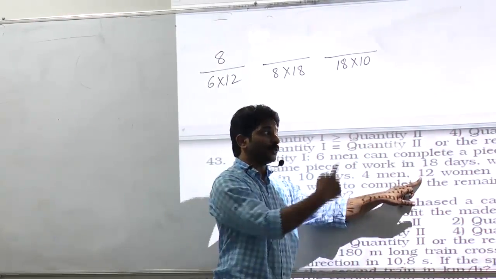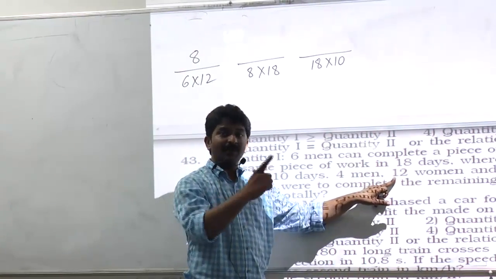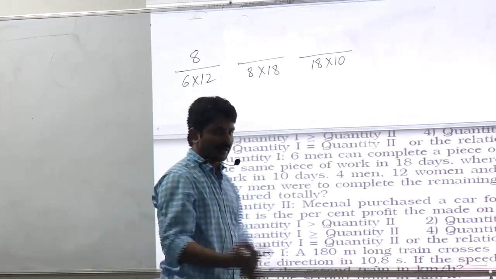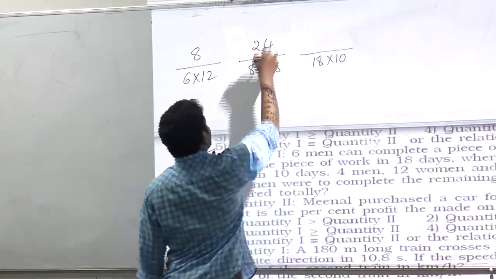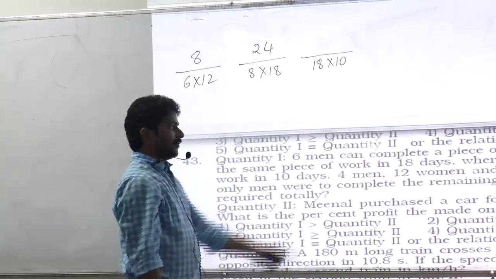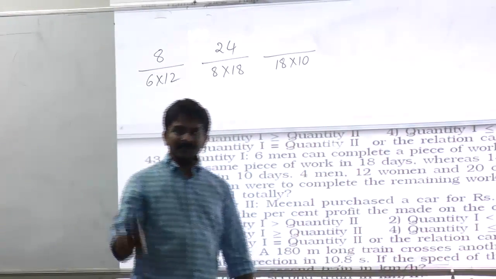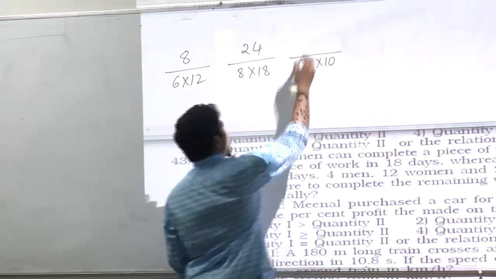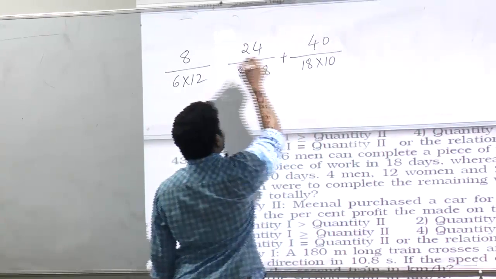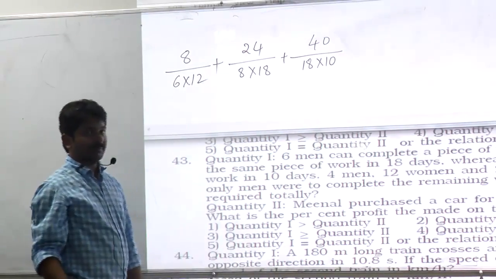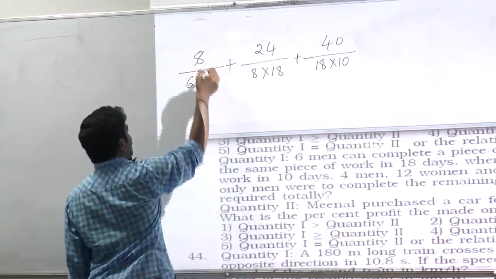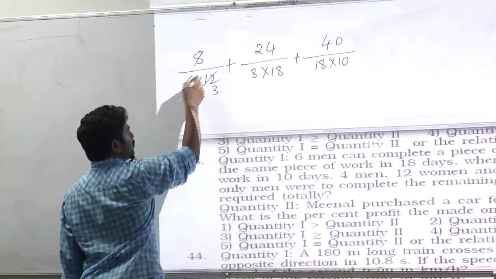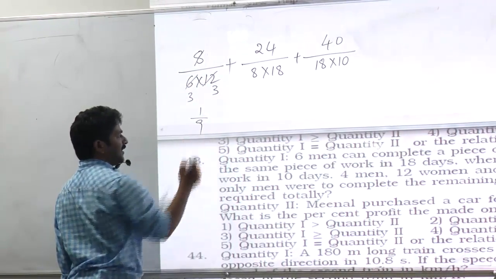12 women worked for 2 days. 24 women worked for 1 day, one and the same. So this is 24 by this much. 20 children worked for 2 days. 40 children worked for 1 day. This is the work already done here. 4 2 times, 4 3 times, 2 3 times. So this is 1/9.